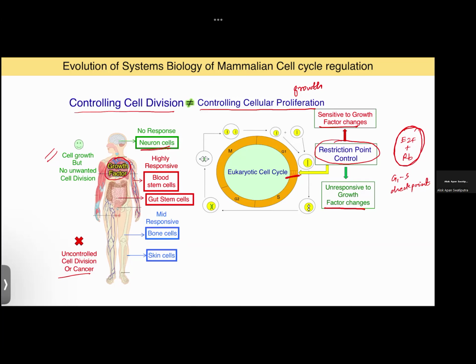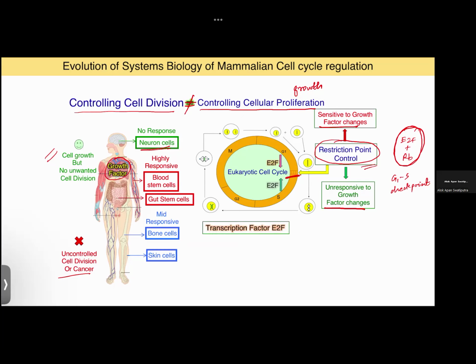So depending on each of these decision-making regulatory checkpoint proteins, for example E2F and RB, your cell might grow, but it may not divide. So essentially, this is a very important point: if you control the division of cells, you're not controlling the entire growth process. Your cells may keep growing and keep growing, but they won't divide. So we'll be discussing this RB E2F.